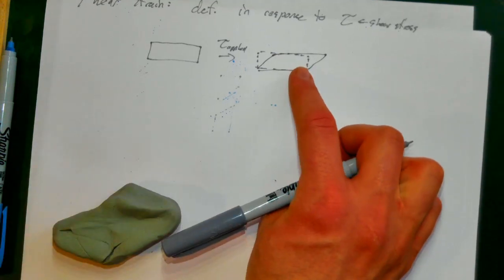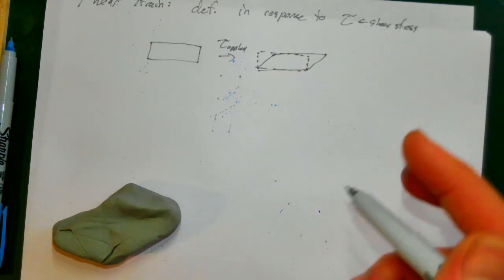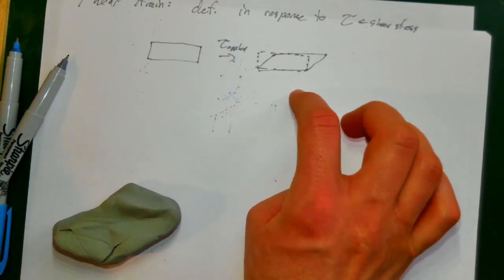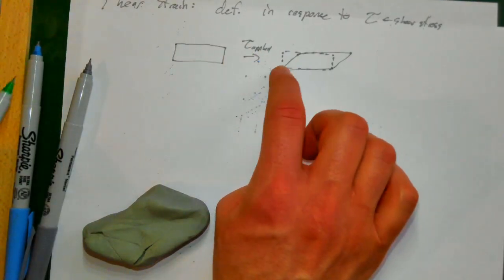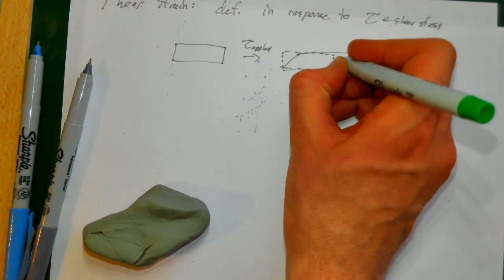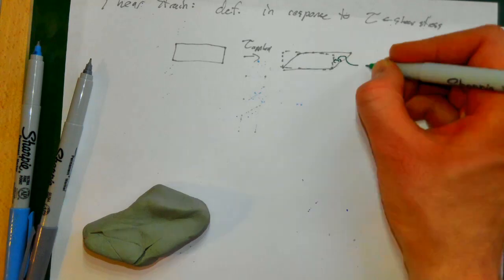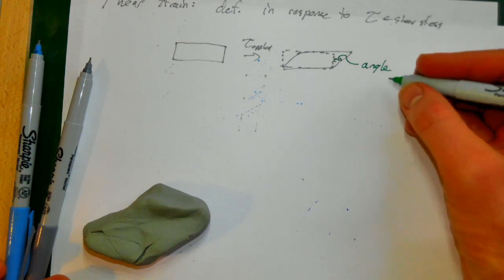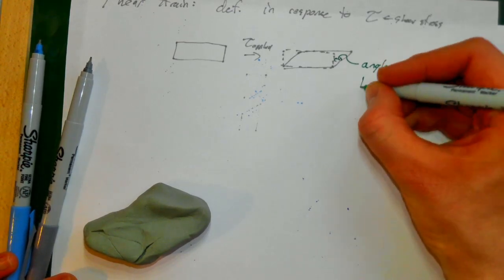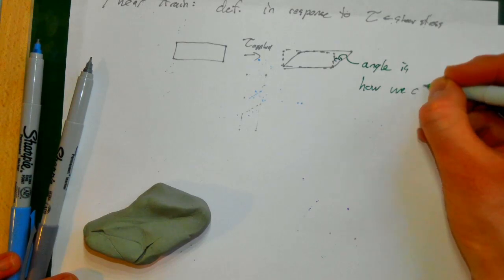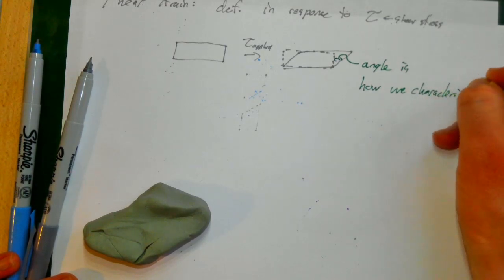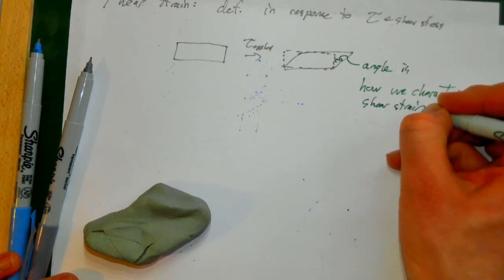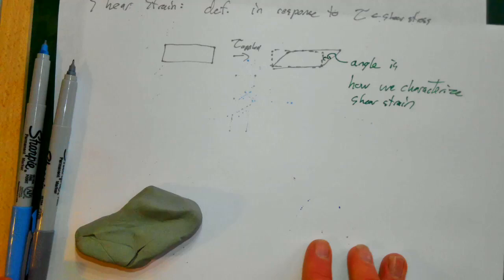And the magnitude by which I would quantify this amount of deformation is basically by characterizing this angle. This angle here is how we characterize shear strain.